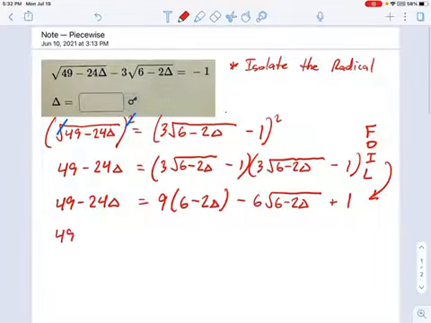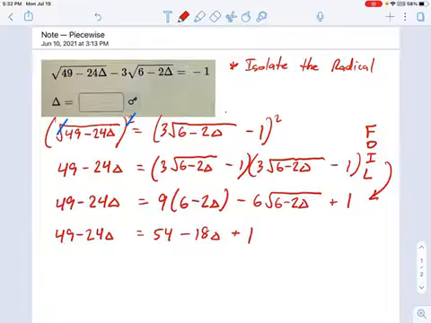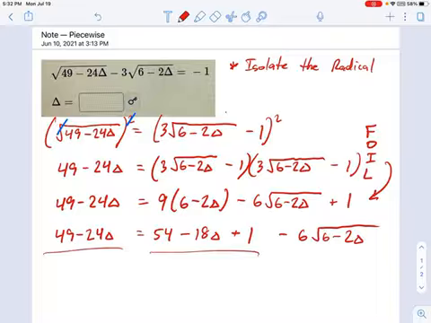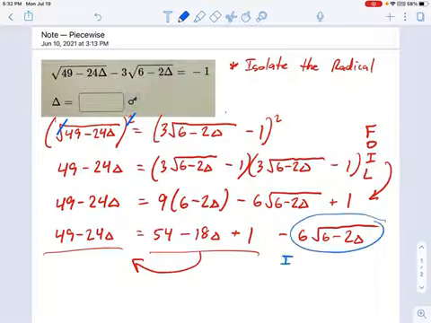We have 49 minus 24 delta equals, what's 9 times 6? That's 54. 9 times 2 is 18. Plus 1, I'm going to get that over there. And let's keep this 6 over to that side. 6 minus 2 delta. And what I want to do at this stage is collect everything. All of these, get everything that's not a radical sign over to one side. So I'm isolating this radical right here. That's my goal now. I want to isolate this radical.